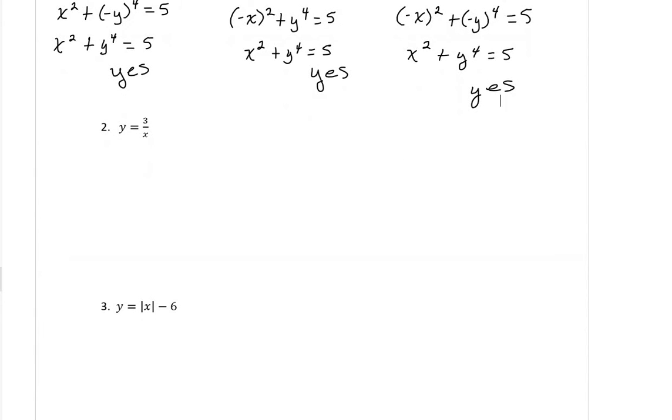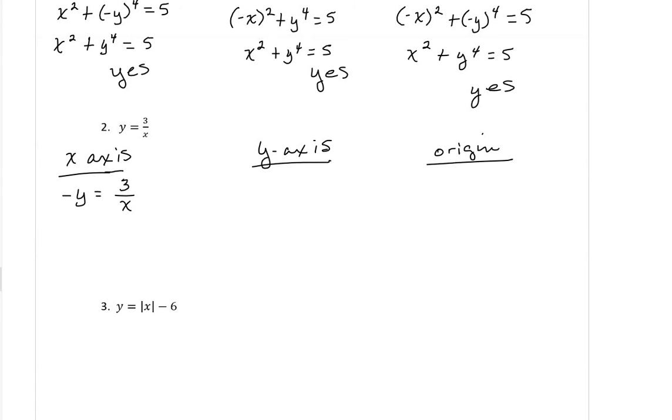Okay, problem number 2. Again, I'm going to organize my work the same way. I'm going to replace y with negative y. And this equation is not the same as what I started with, so there's no symmetry there. To figure out if there's symmetry about the y-axis, I'm going to replace x with negative x. And that's not what I started with, so there's no symmetry there.